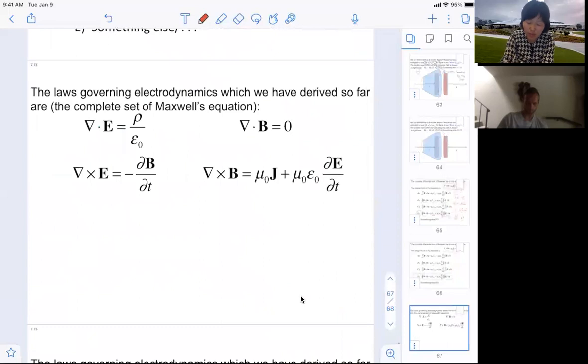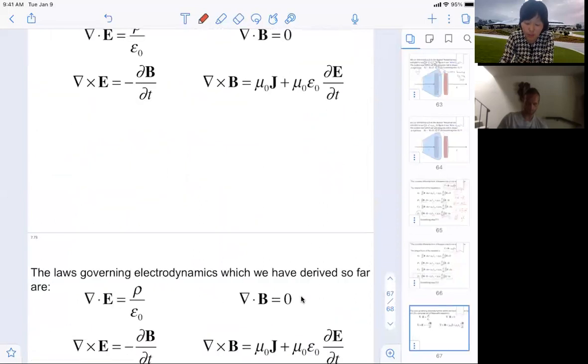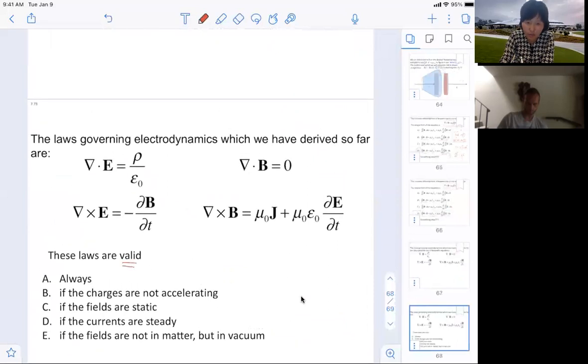So these are your full set of Maxwell equations. And these four equations are valid when? They are valid always, they're always true. No matter if you are doing static or non-static fields, or if your current is steady or non-steady, if you're in matter or not in matter or in vacuum, they're always valid. So that concludes our first semester of E&M, and that's all for this class.